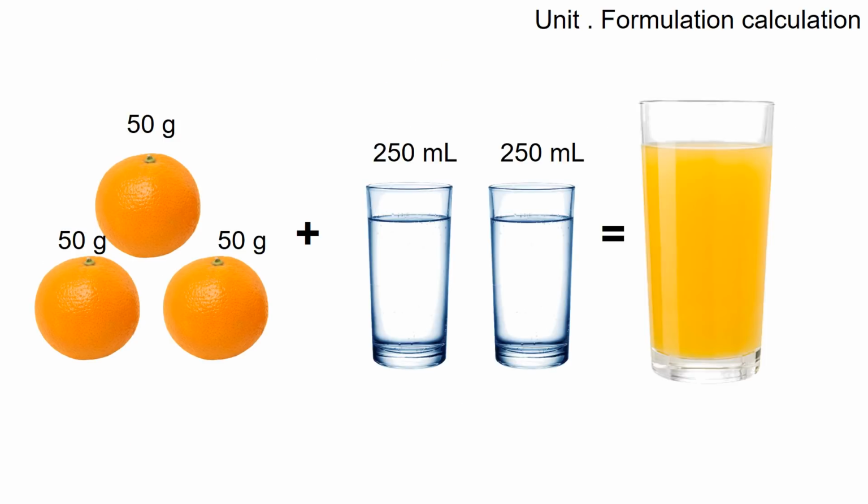Formulation calculations can also be performed through the expression of units. Let's look at this example. In order for you to prepare a glass of tasty oranges, you will need 3 oranges, each about 50 grams, and 2 glasses of water, where each contains 250 ml of water. So this will give you a glass of delicious oranges.